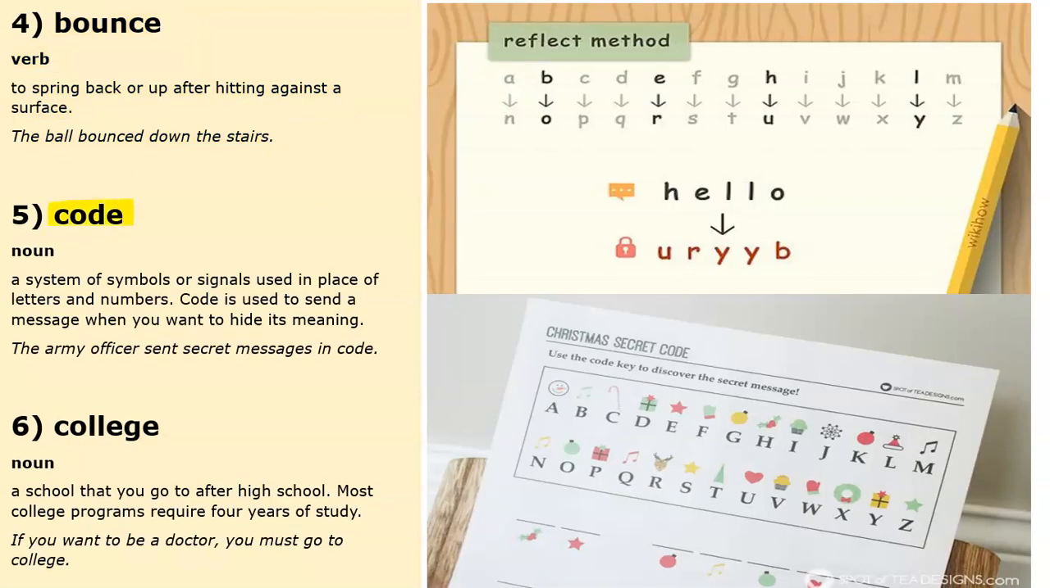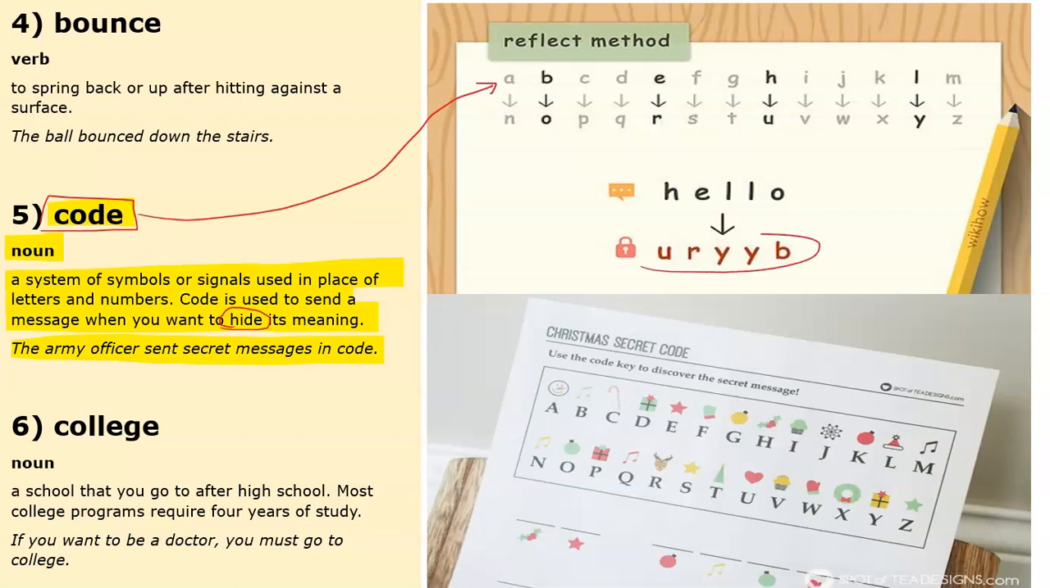Our next word is code. Code is a noun and a code is a system of symbols or signals used in the place of letters and numbers. Code is used to send a message when you want to hide its meaning. For example, the army officer sent secret messages in code. So a code is a way to send a secret message. You want to hide what the message is saying, so you write it in a code instead of writing it in the alphabet. So a code can look like this.